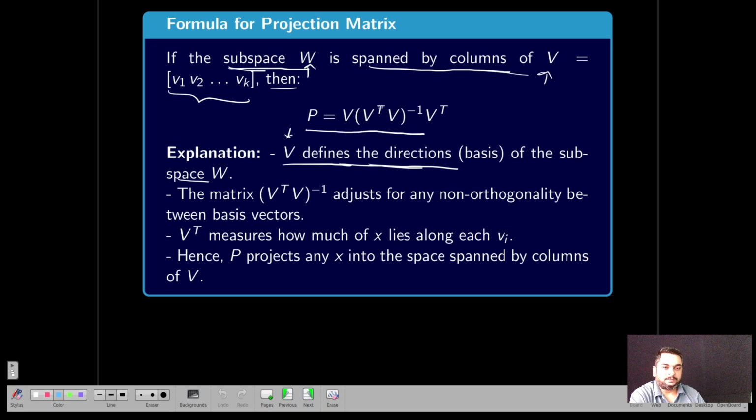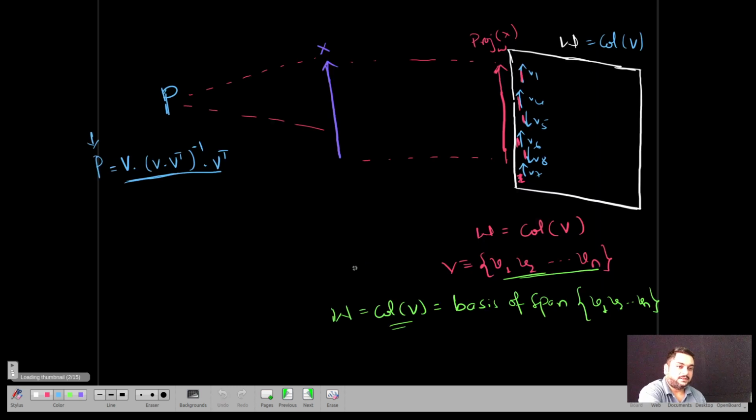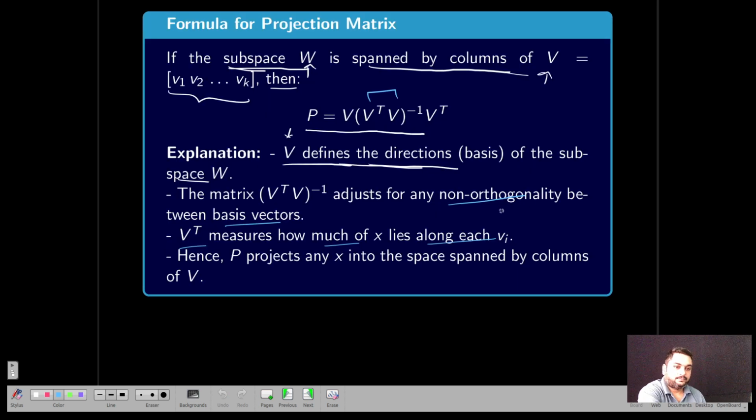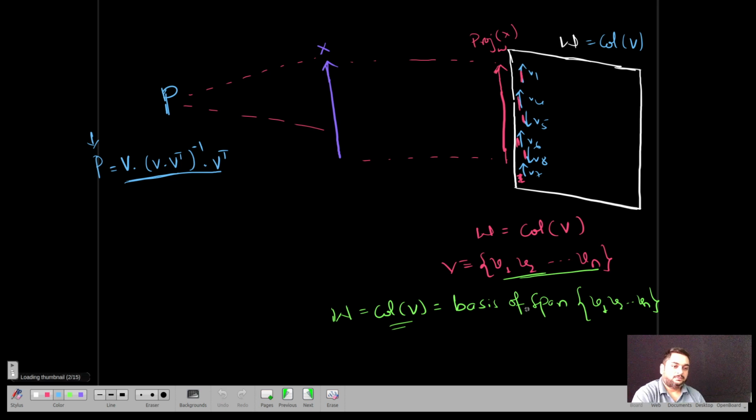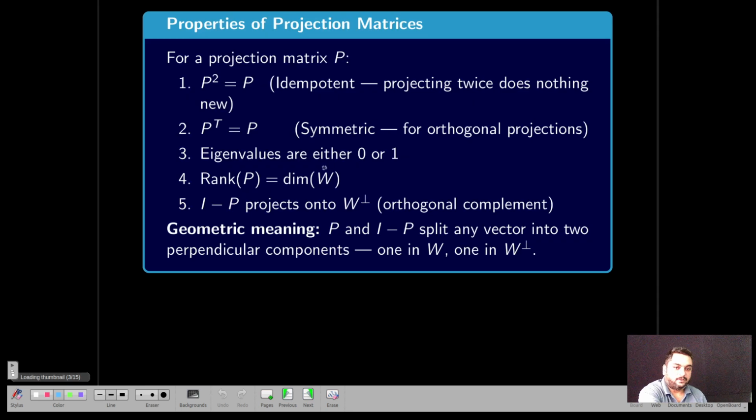So what are these terms? This V transpose V adjusts for any non-orthogonality between the basis vectors, and V transpose measures how much of X lies on each Vi. Each Vi means here this Vi. Okay. Hence P projects any X into the space spanned by the columns of V. That is the basis of this. That is the meaning, the concept behind it. Okay. We'll come back to this figure again. Now we'll see the properties of projection.